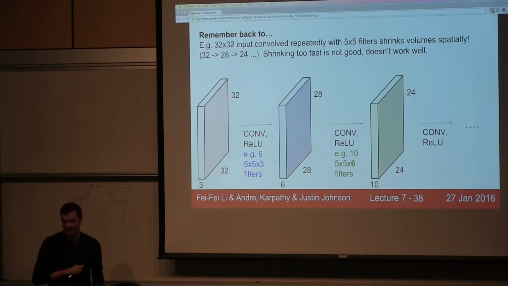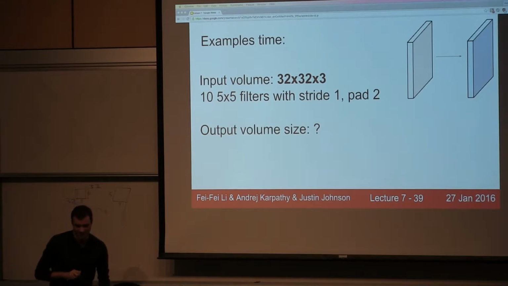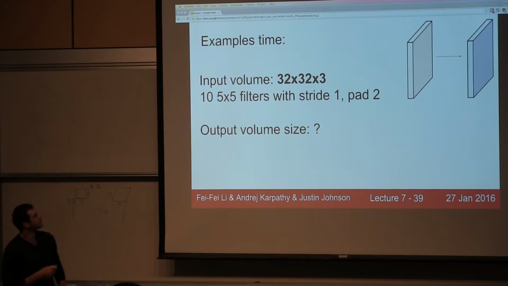Okay, so let's see one more example. Maybe I'll take questions right after this example. So suppose we have an input volume of 32 by 32 by 3, and we want to have a convolutional layer with 10 5 by 5 filters applied at stride 1 and using a padding of 2. What would be the volume output size from this convolutional layer in this case?